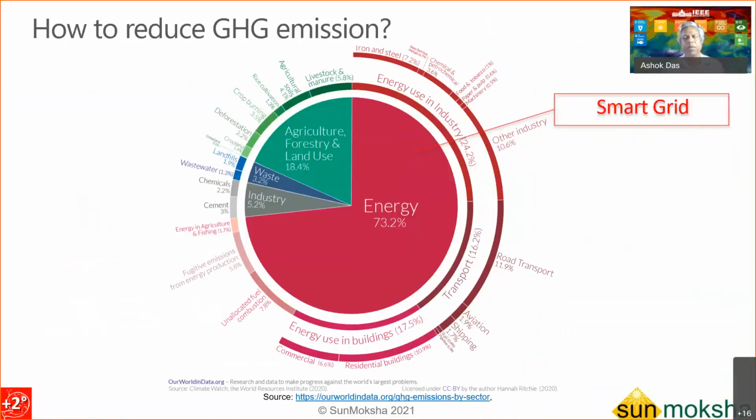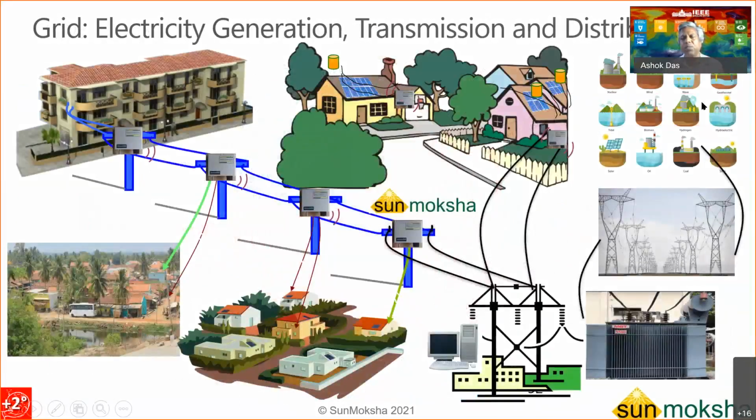A related topic is the smart grid. So what is a smart grid? A smart grid is essentially to bring efficiency into your generation, transmission, and distribution system. And with more and more decentralized power coming in, solar coming on every rooftop, how do we integrate that into the grid? That is all defined through the smart grid.